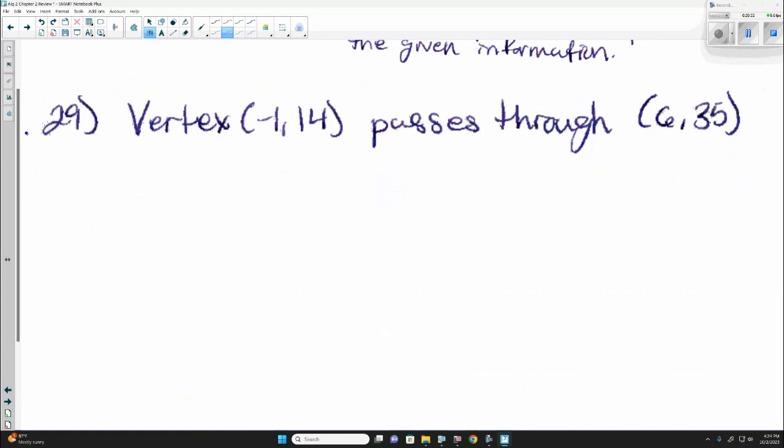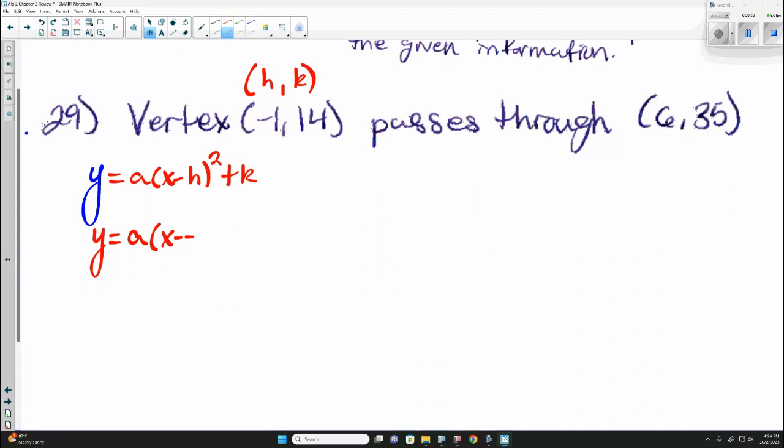Now the next one, they give us a vertex and the point it passes through. So we're still using vertex form: y equals a times x minus h squared plus k. Now the vertex gives us the point h comma k. So y equals a times x minus -1 squared plus 14. Well, our negative makes a plus. Now again, just like with the last one, we'll plug 35 in for y. We'll plug 6 in for x and solve for the value of a.